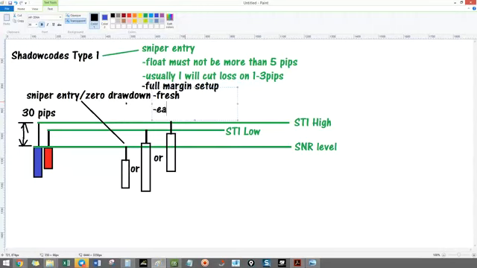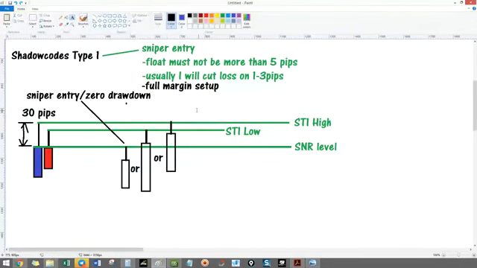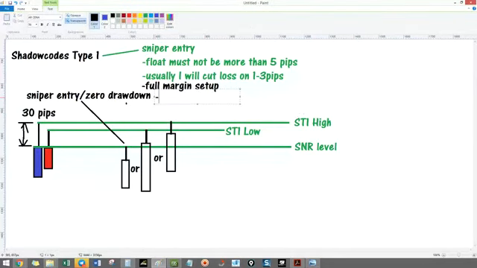For ST1, it is only on the first time. It must be fresh. And each ST1 will have a partner. Only one partner, not more than one. ST1 needs to have a partner.